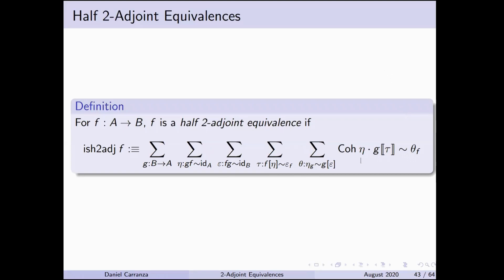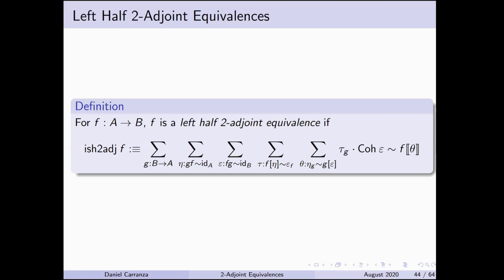Those of you who are familiar with category theory may recognize that this is coming to us from the two-adjunctions. The identities that a two-adjunction has to satisfy are the swallowtail identities. And again, there are two such swallowtail identities. So we have two such notions of a half two-adjoint equivalence, right? A left half two-adjoint equivalence is going to have all of the same information from our full-adjoint equivalence and the other swallowtail.